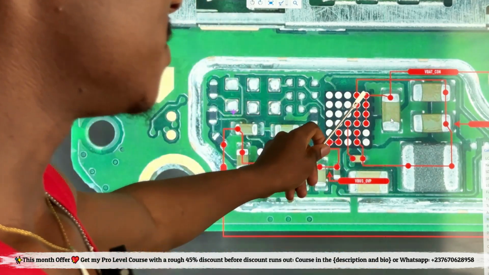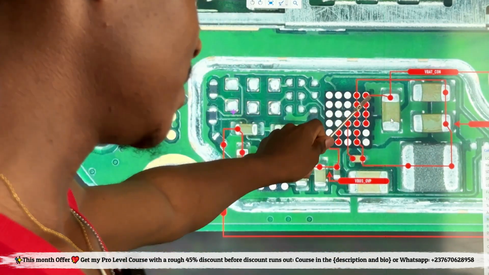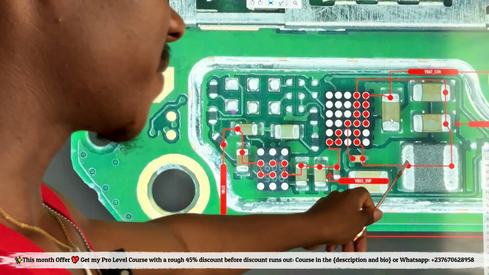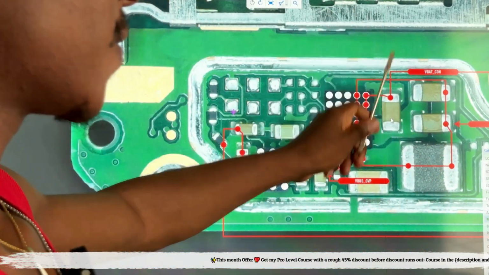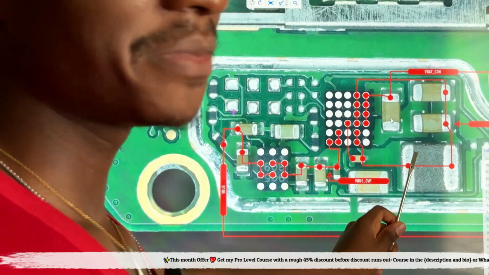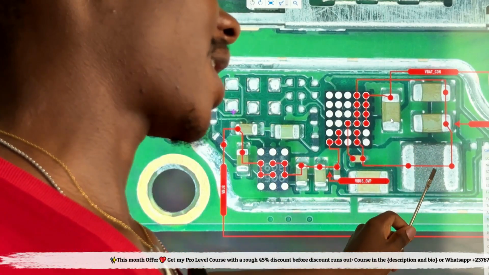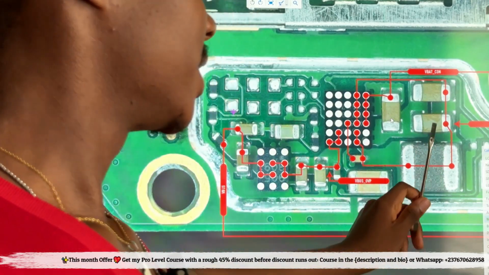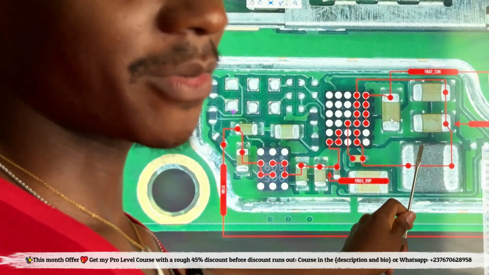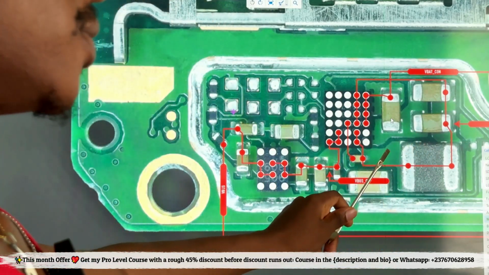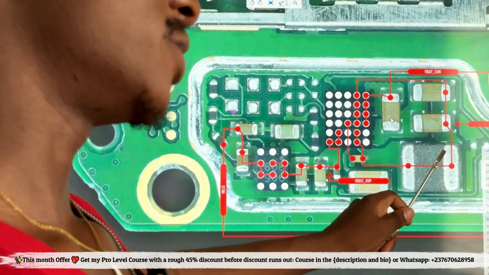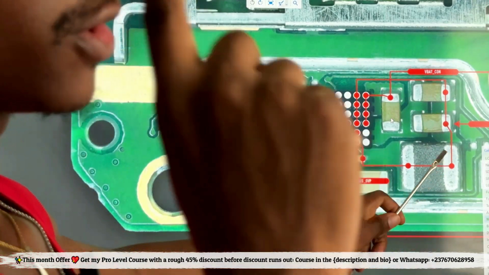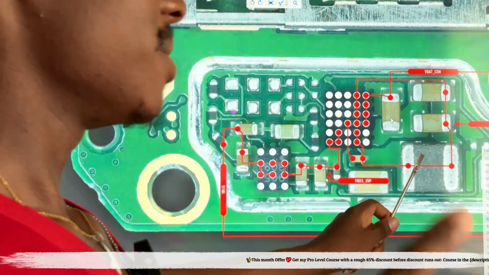But in this mobile PCB, for some reason, we have the VBAT input and we have the VBAT output. So this VBAT output is the secondary voltage of this mobile PCB, and this is the power supply of the power manager IC. This is the voltage that goes to the power manager IC for you to be able to switch on the power manager IC and start the voltage distribution to other parts of the mobile phone. So keep that in mind.